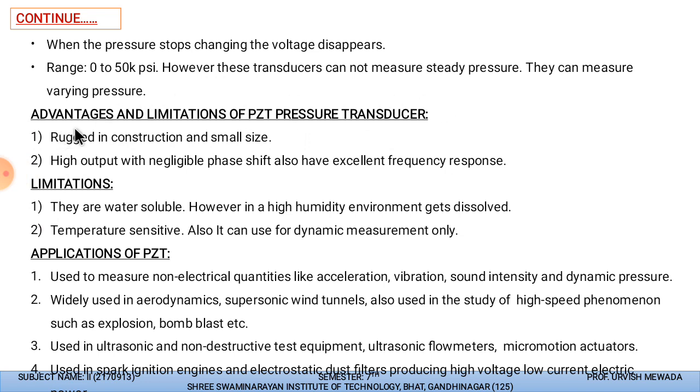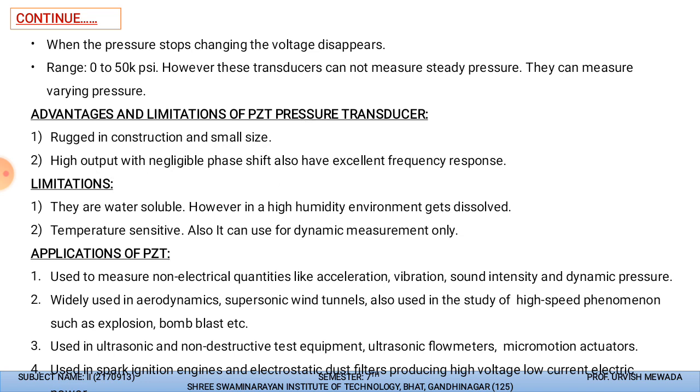So the first advantage is rugged construction and small size. This is an important advantage of this gauge, because whenever the device is rugged, it can be used for industrial purposes. Another major advantage is high output with negligible phase shift. According to the applied pressure, the crystal will produce an electrical output. We just need to change the piezoelectric material according to the requirement.